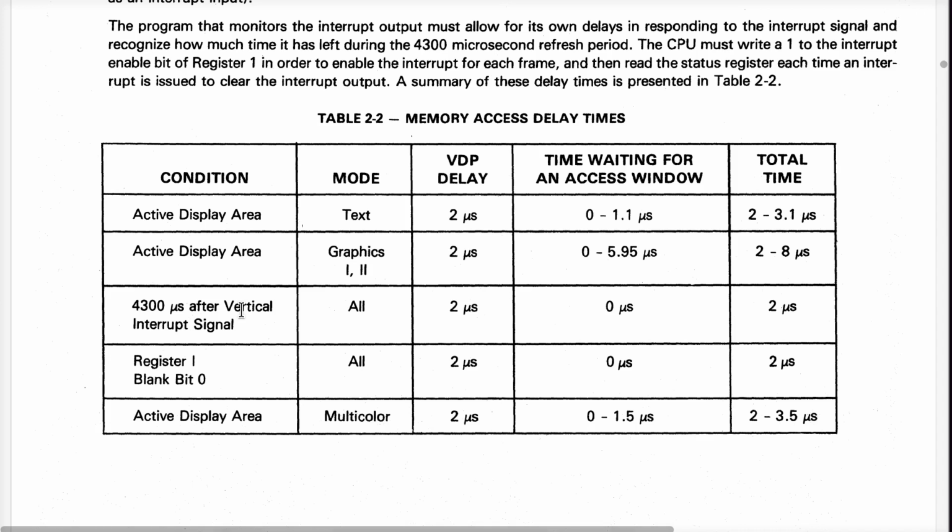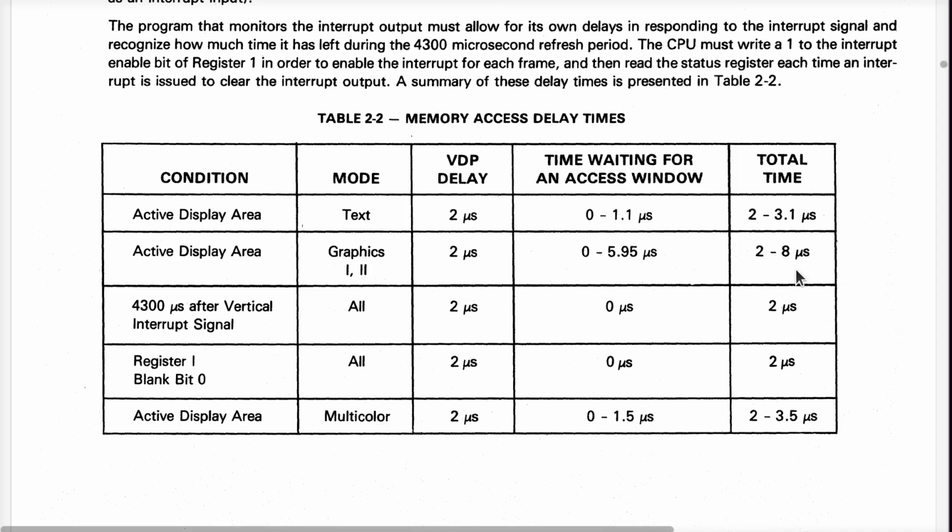So depending on what is drawing on the screen at any given time, it can take anywhere from 2 microseconds to 8 microseconds, where it will delay processing the request from the CPU. So as long as you never exceed this 8 microseconds for your throttling rate, if you only write 1 byte every 8 microseconds, this will guarantee that the VDP will be able to handle it and it won't lose any of them.